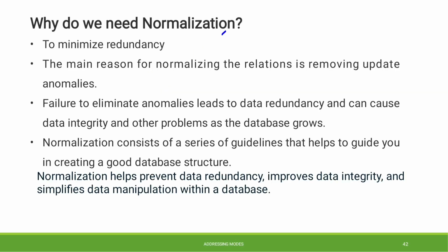Why do we need normalization? We need normalization to minimize redundancy. The main reason for normalizing the relations is to remove update anomalies. Failure to eliminate anomalies leads to data redundancy and can cause data integrity and other problems as the database grows. Normalization consists of a series of guidelines that help guide us in creating a good database structure. It helps to prevent data redundancy, improves data integrity, and simplifies data manipulation within a database.